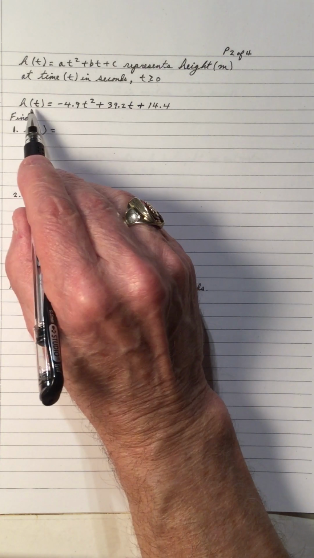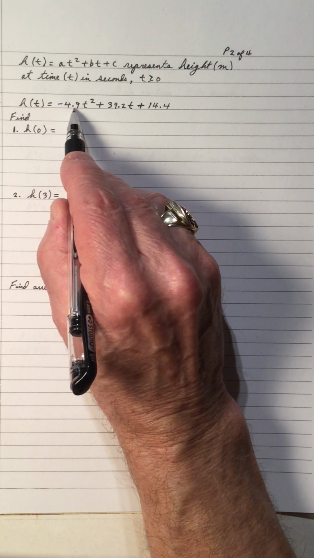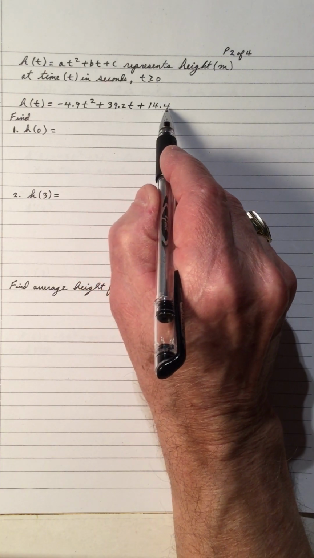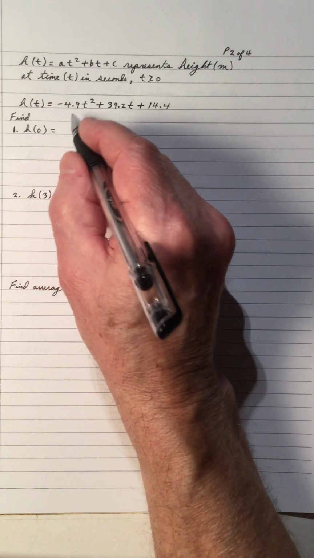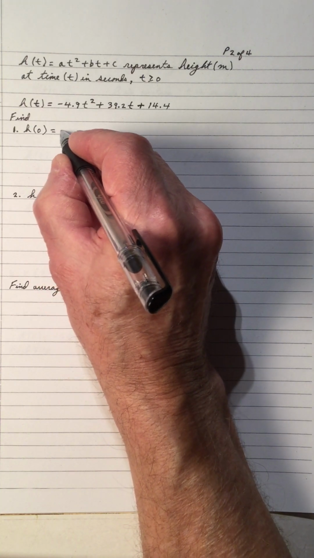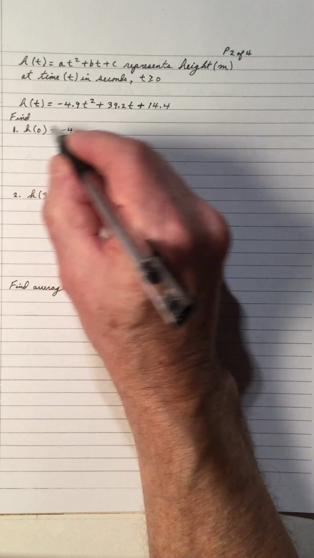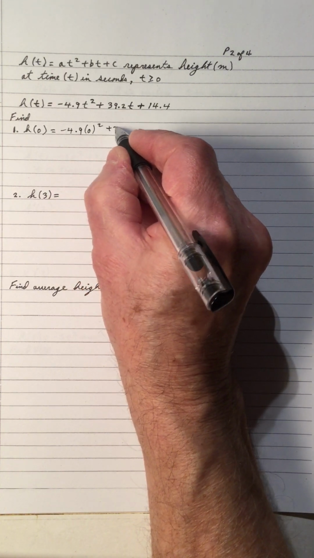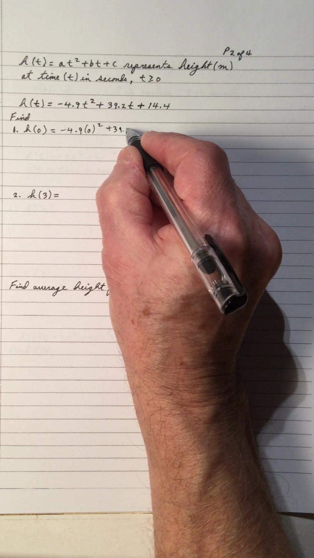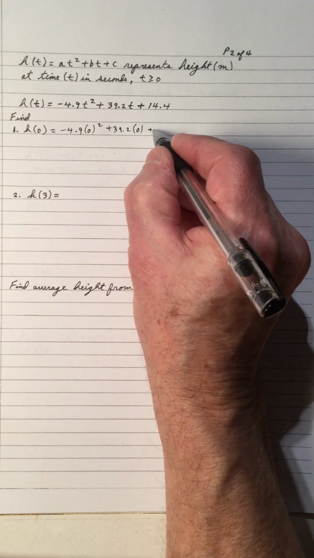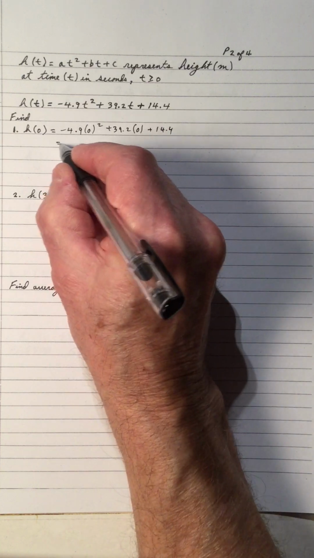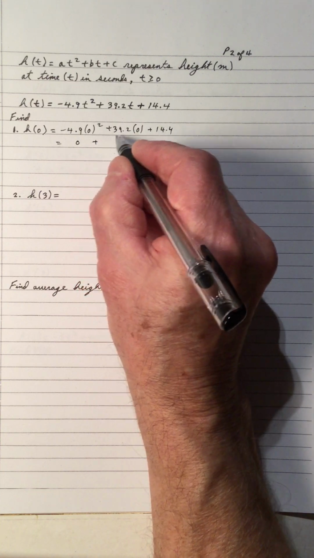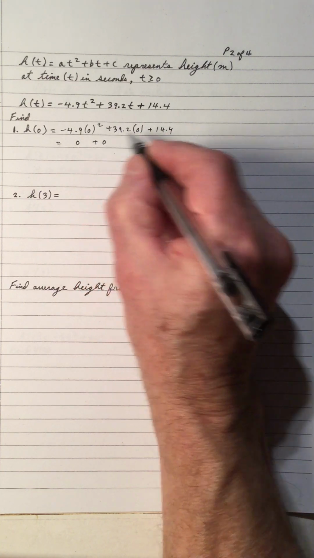Let's continue. h(t) = -4.9t² + 39.2t + 14.4. Find h(0). So h(0) means 0 time, so we plug 0 in, the same as we plug in any other value that we need in a function. So that's 0 squared, negative 4.9 times 0 is 0, 39.2 times 0 is 0.